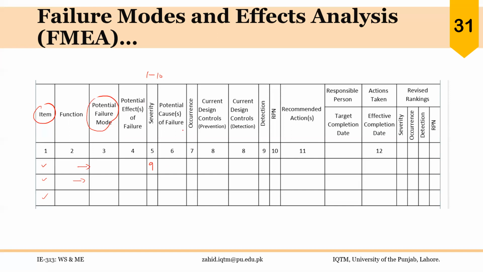And what is the probability of occurrence of that failure mode? So this was severity. What could be the effect of that failure mode if it occurs? And this is the probability of occurrence. So again, it is rated on a scale of 1 to 10.